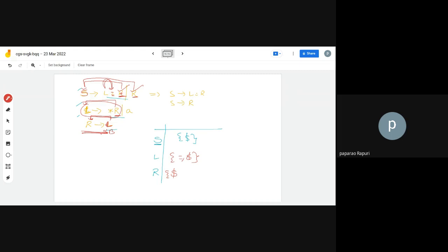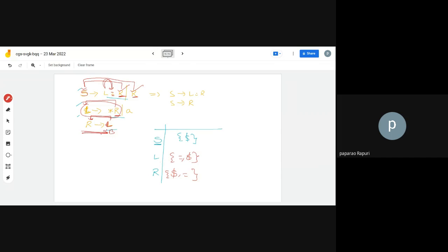Here the follow of R equals to follow of S. Here the follow of R is equals to follow of L. We are having equals to and a dollar. Dollar is already existed here. So we need to add equals to. So this is the follow sets for S, L and R.